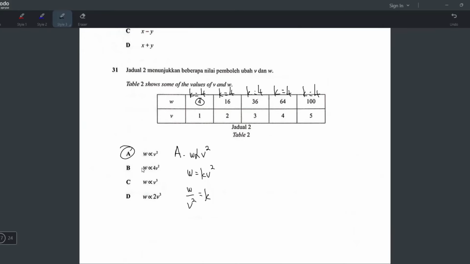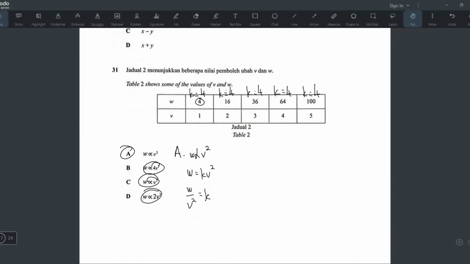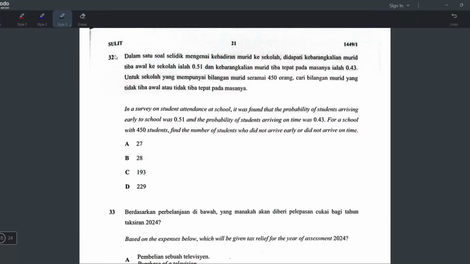Okay, what if you try with BCD using the same method? You can try yourself, but you will not end up with the same K value for all the values. You faham kan? You takkan dapat nilai K sama all the way macam tu. So that's why A is the answer lah. So that's the method. Alright, that's all. Okay, let's do 32.